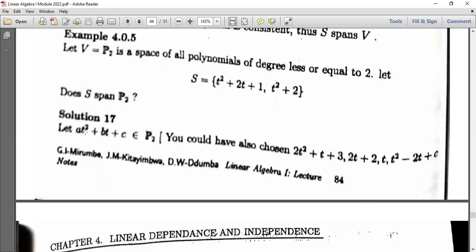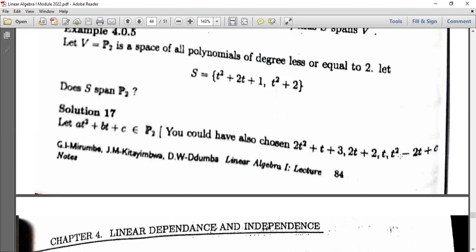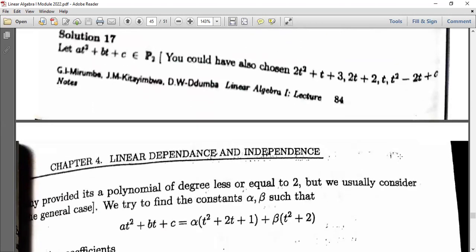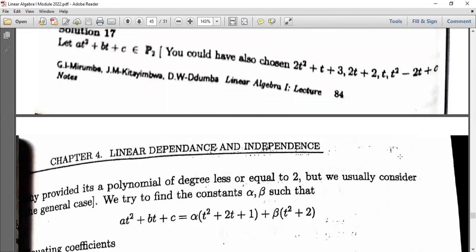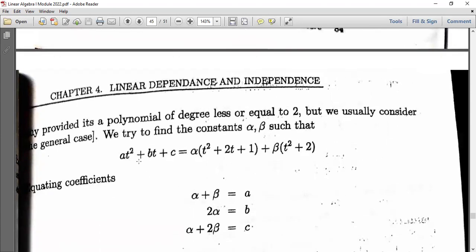We let at squared plus bt plus c be a polynomial of degree less or equal to 2. You could have chosen this, you could have chosen this, and so on and so forth, provided it's a polynomial of degree less or equal to 2. But we usually consider the general case. This is a general case.